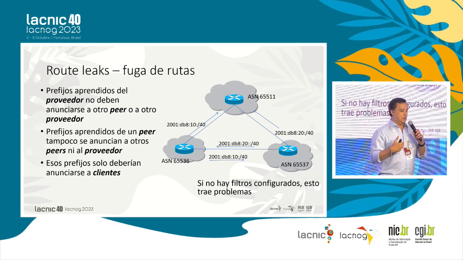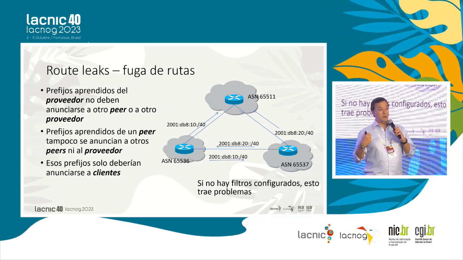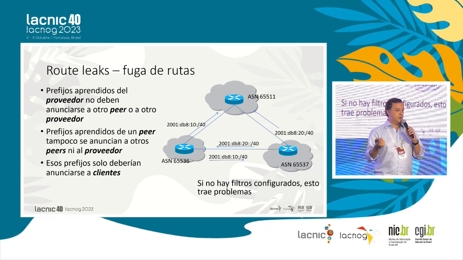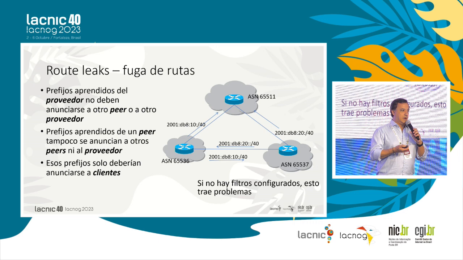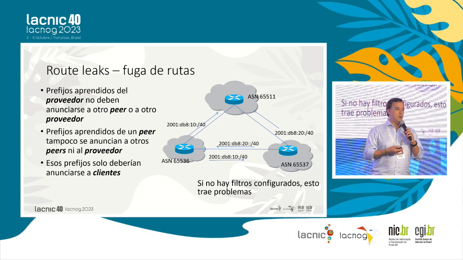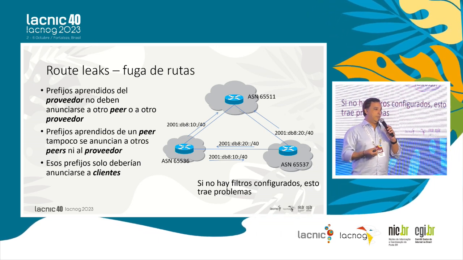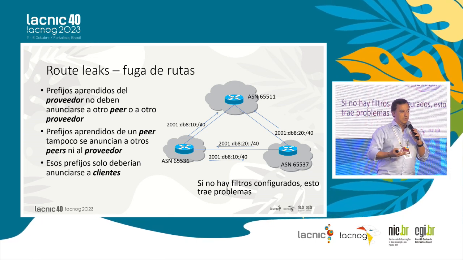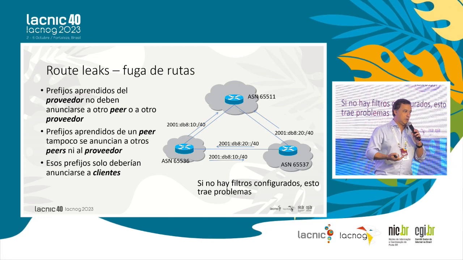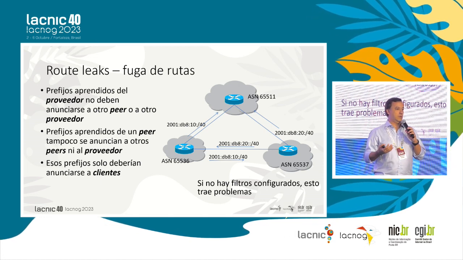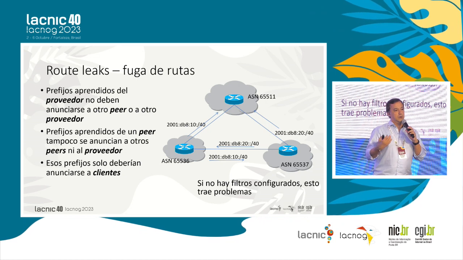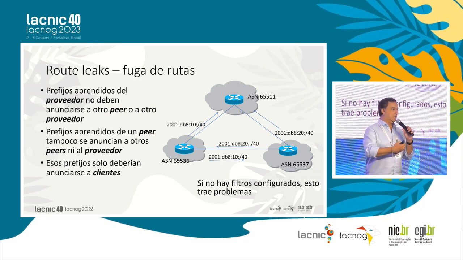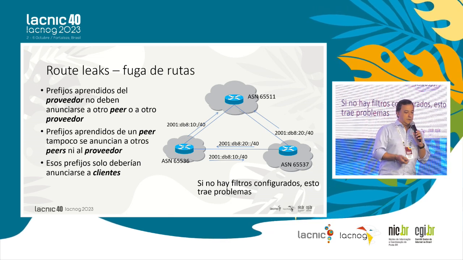We receive it from our transit provider, we announce it to our peerings, or the other way around: what we receive from our peerings, we announce to another peering. So we are actually not respecting the rules. Usually when we learn prefixes from our providers, we only have to announce them to our own clients, but not to the peerings, nor to the IXPs or other providers.